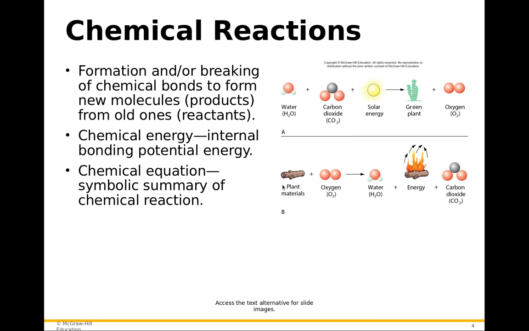Here we have the opposite. We have plant materials plus oxygen. If we put those together and get the reaction started, what we end up with is water and carbon dioxide coming out of those things with an abundance of energy. Again, not an actual chemical formula, but a diagram that shows us what's going on.